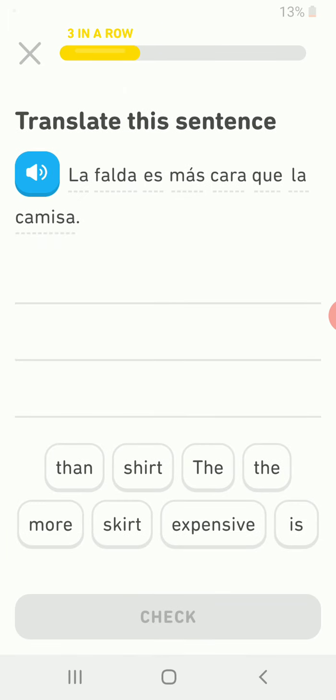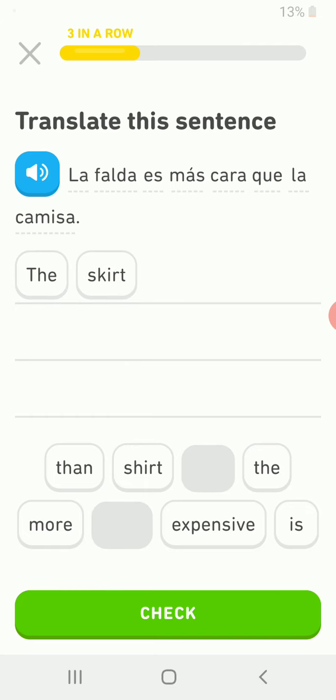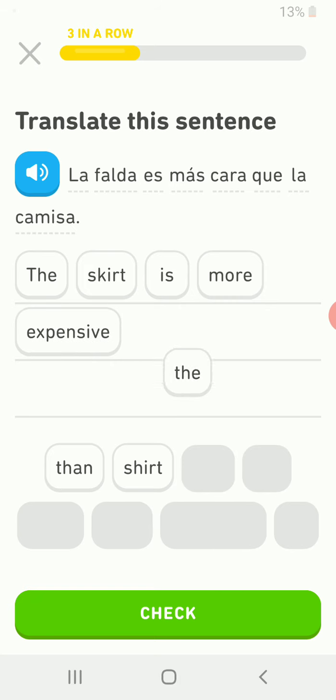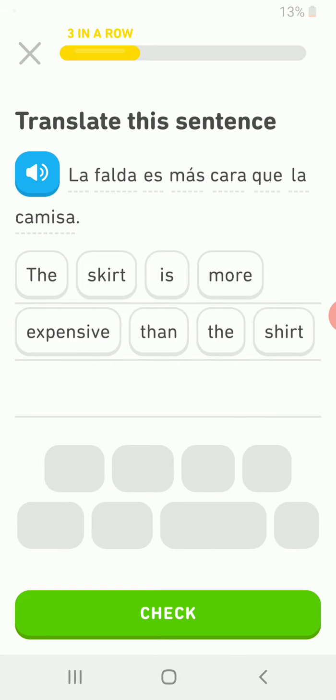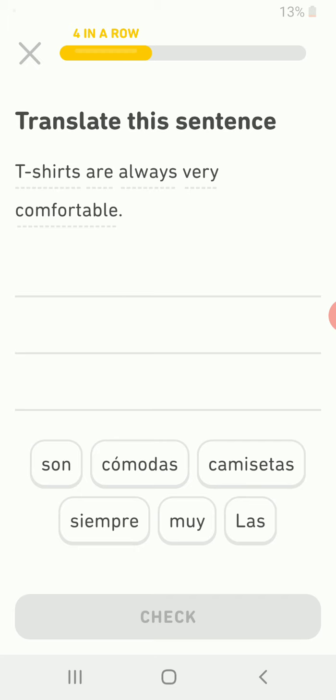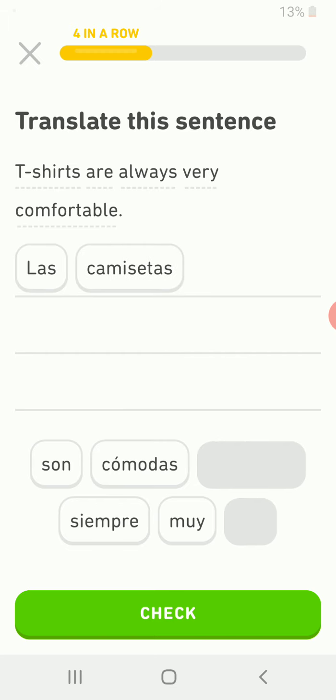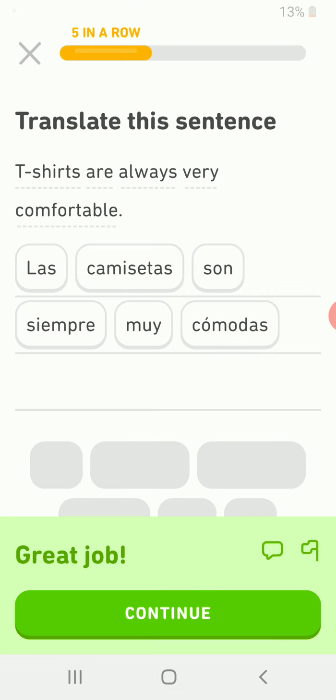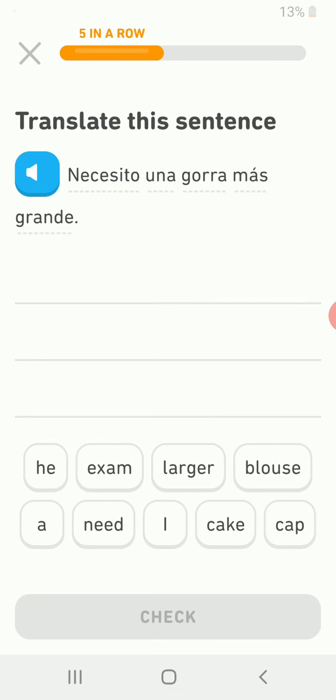La falda es más cara que la camisa. So la falda, the skirt, is more expensive than the shirt. T-shirts are always very comfortable. So las camisetas son siempre muy cómodas. Necesito una gorra más grande.